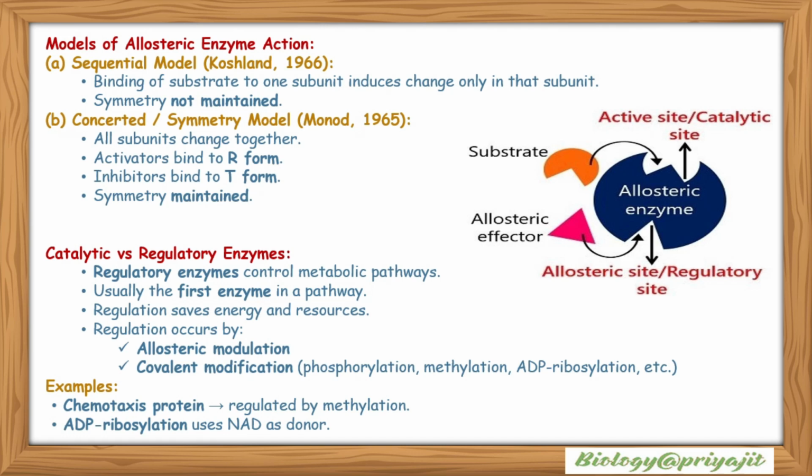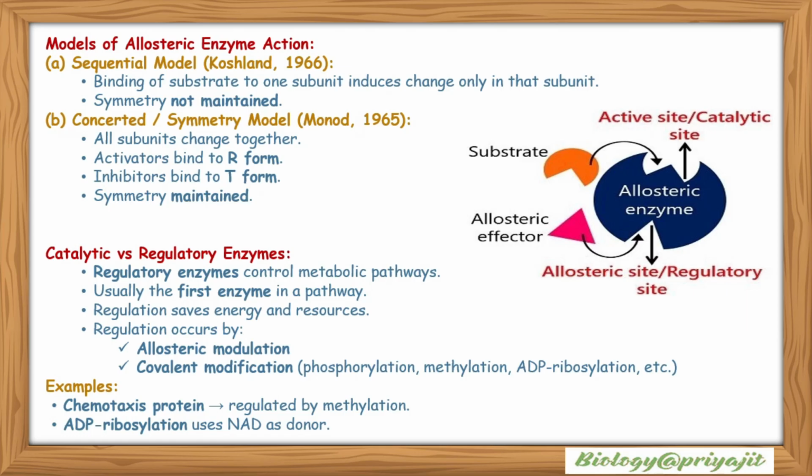There are two models. The sequential model, proposed by Koshland in 1966: binding of substrate to one subunit induces change only in that subunit, and symmetry is not maintained according to this model. And the concerted or symmetry model, according to Monod in 1965: all subunits change together, and the activators bind to the relaxed form, that is, there are two forms, relaxed state and tense state, and inhibitors bind to the tense form. So here symmetry is maintained overall.